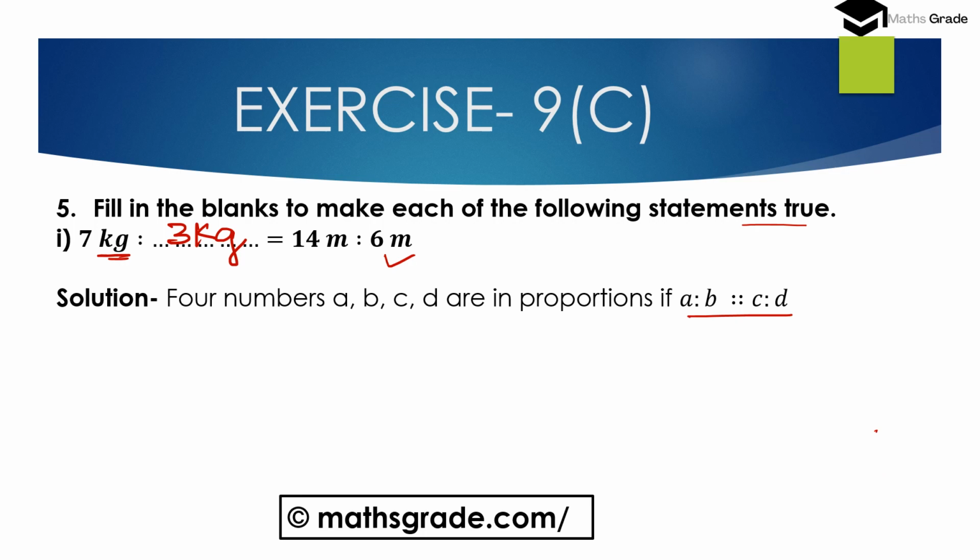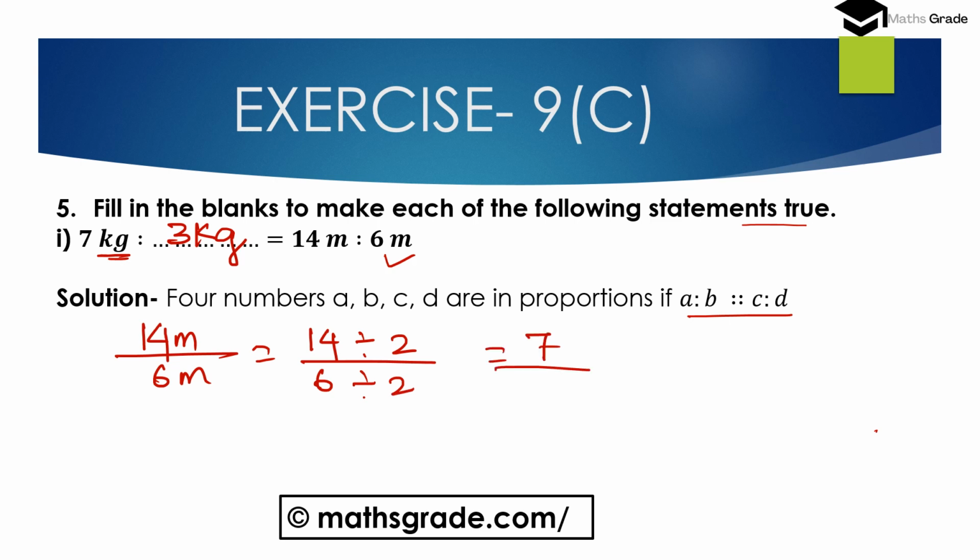We can verify this by 14 meter divided by 6 meter, and between 14 and 6, 2 is the common ratio. So divide the antecedent 14 by 2 and the consequent 6 by 2. 14 divided by 2 is 7 and 6 divided by 2 is 3. 7 divided by 3. Here also 7 kg divided by 3 kg, that is 7 is to 3. So this is correct. So 7 kg is to 3 kg is equal to 14 meter is to 6 meter. So the missing term is 3 kg.